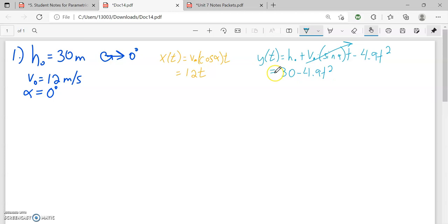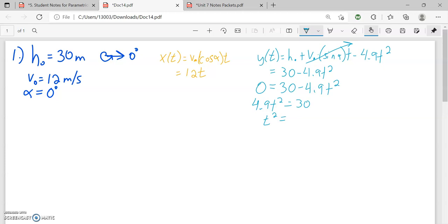But anyways, what we're trying to do is say, hey, when did I hit the ground? If you remember, we are really asking what time does the height equal 0? Because that's when you hit the ground. So 0 equals 30 minus 4.9 t squared. And then we have, instead of 2 unknowns, the y of t and t, 1 equation, 1 unknown. I'm going to add 4.9 t squared to both sides.